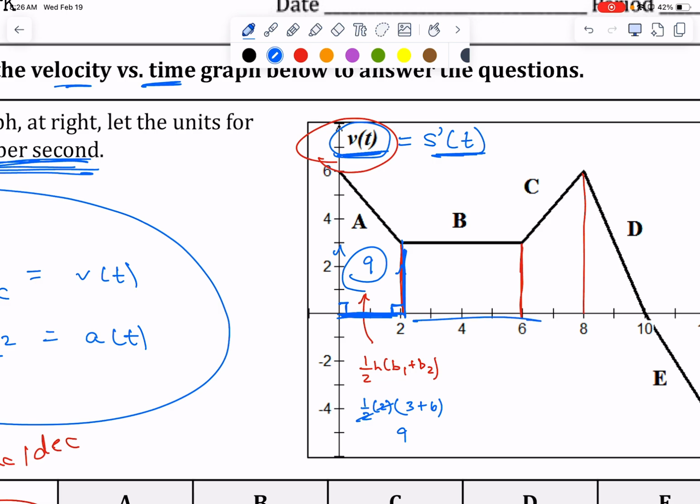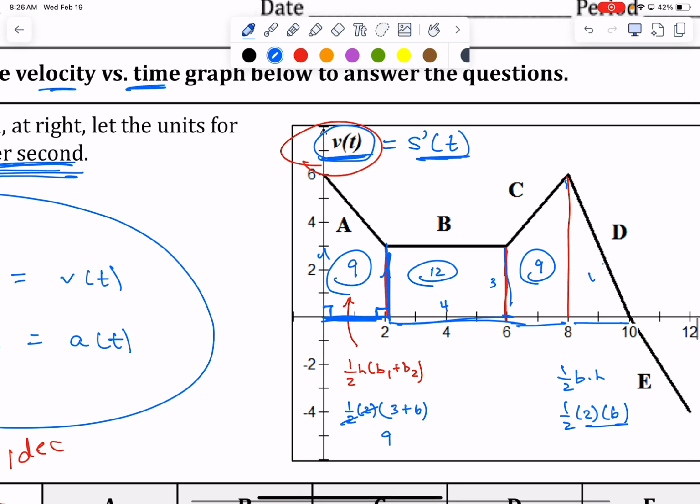Okay, rectangle is length times width, or height times base, whatever you want to call it. That's going to be a 4 by 3, so that gives you 12. Okay, and then this is a 2 by, it's going to be 9 again. Yeah, it's the exact same thing. And then this right here is 1/2 base times height. So it'd be 1/2 times 2 times 6, which is going to be 12. Half of 12 is 6.